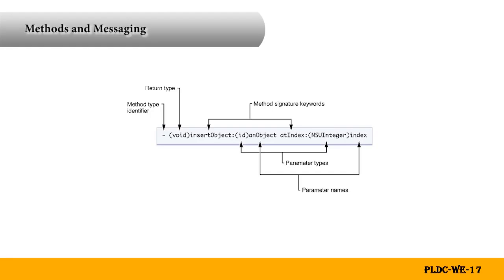of a message. The declaration of a method consists of the method type identifier, a return type, one or more signature keywords, and the parameter type and name information. Here's the declaration of the insert_object@index instance method.